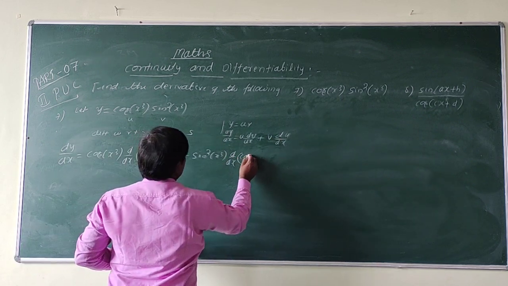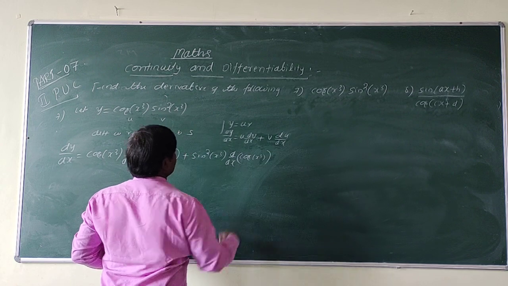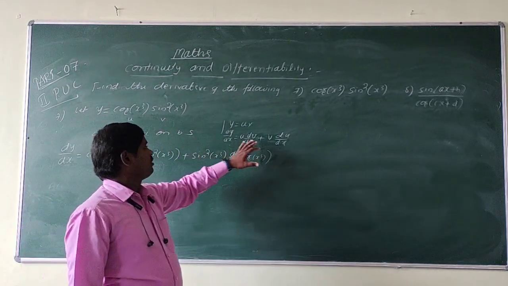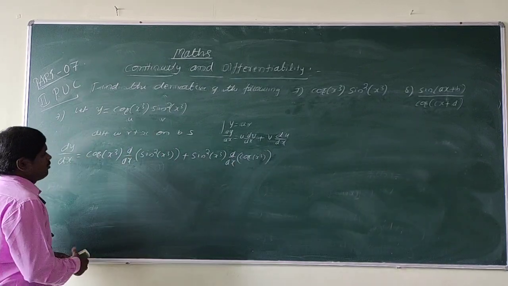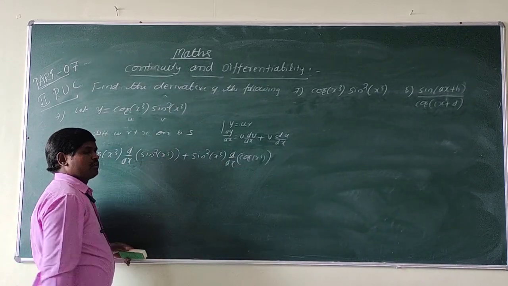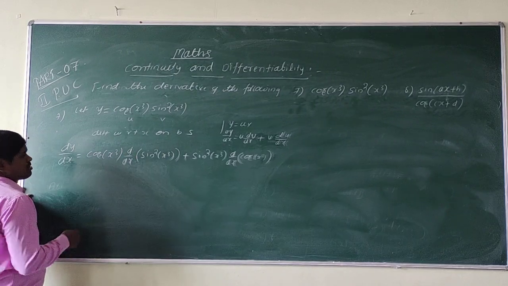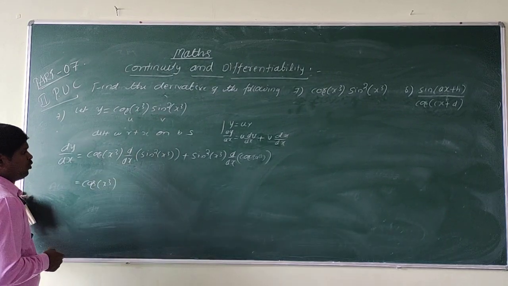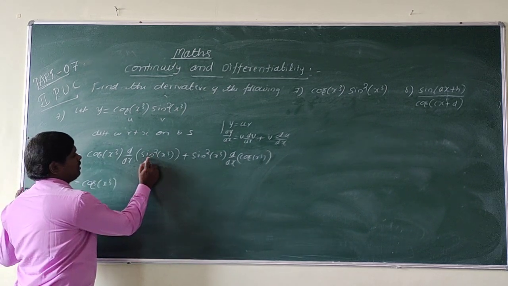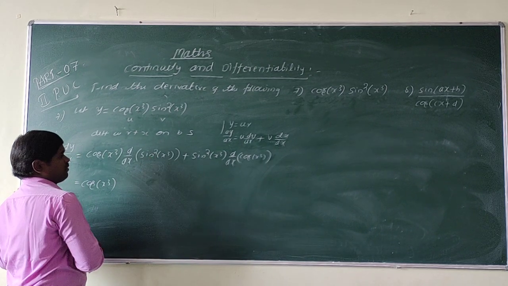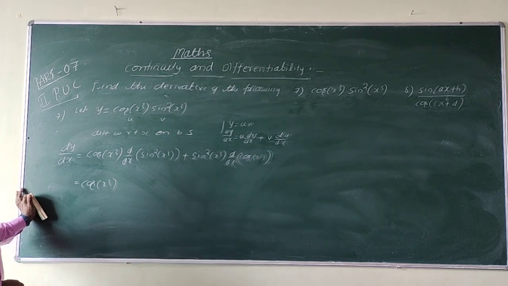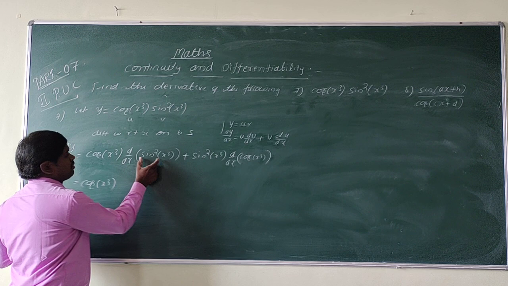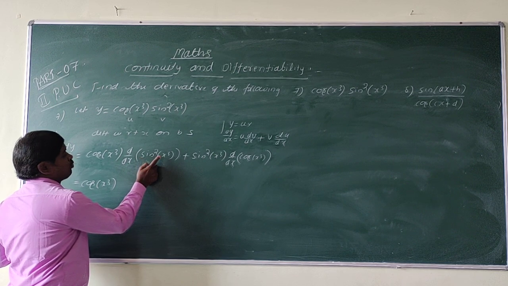x cube. So I am just replacing u and v in this formula. Now we are going to differentiate the terms. What is in the brackets? That is cos of x cube into sine square x cube. This is nothing but sine x cube whole square.